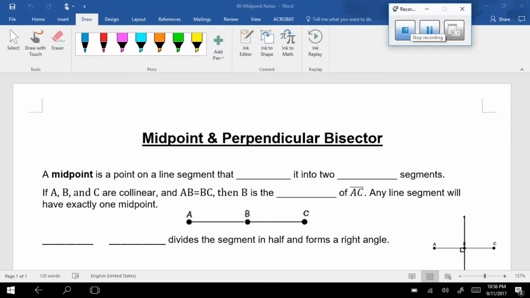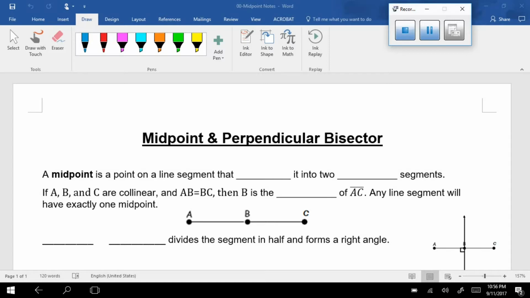We're gonna look at the notes today. At the top of the page, you can see it says midpoint and perpendicular bisector. Last time we did the segment addition postulate. Today we're moving on to midpoints and perpendicular bisectors. So let's start it off. A midpoint is a point on a line segment that something it into two something segments.